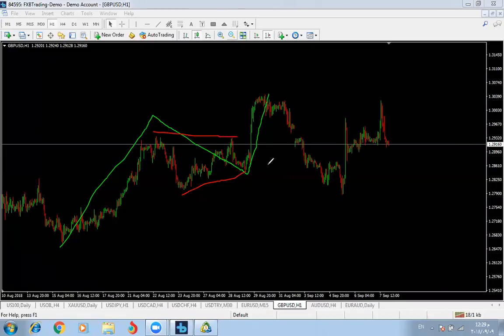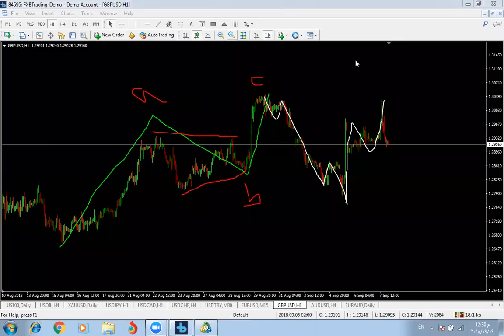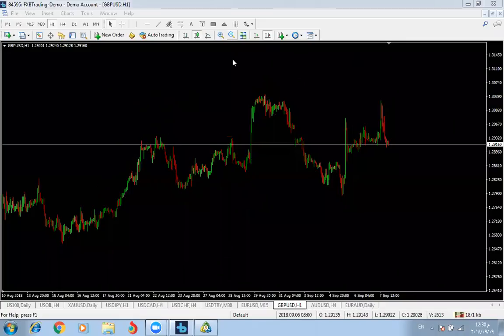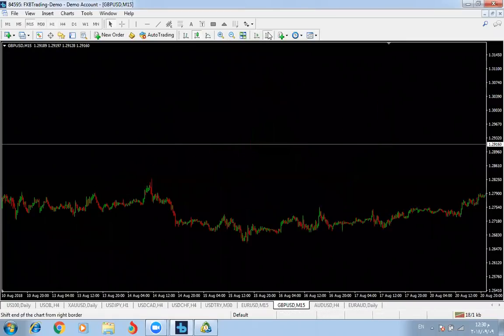Wave B is in the form of a triangle A, B, C, D, and E. So the whole corrective has ended at this stage, A, B, C, and we have seen 5 impulse waves to the downside. 1, 2, 3, 4, 5. This is A, B, C. I will show you in the 15 minutes time frame to make things clear about this count.